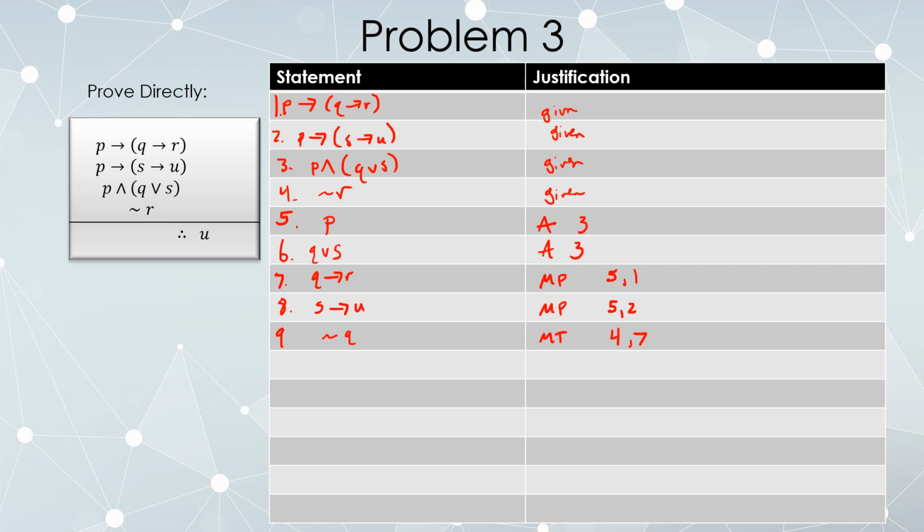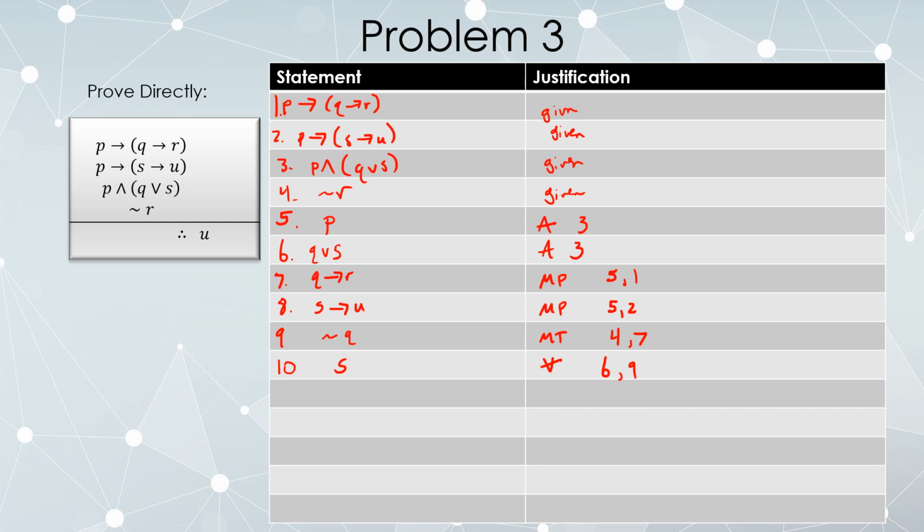And that we can ask again, is there anything we haven't referred to? We've used lines 1, 2, 3, 4, 5, but we haven't used line 6. So Q or S combines with not Q through elimination. If we either have Q or S, but we don't have Q, well then we must have S. So that's elimination between lines 6 and 9. Our new information is now S.